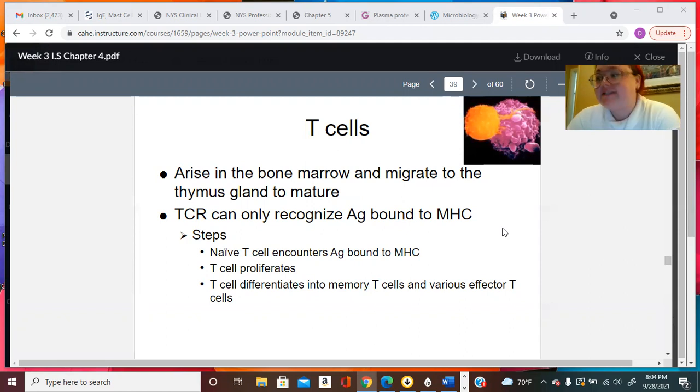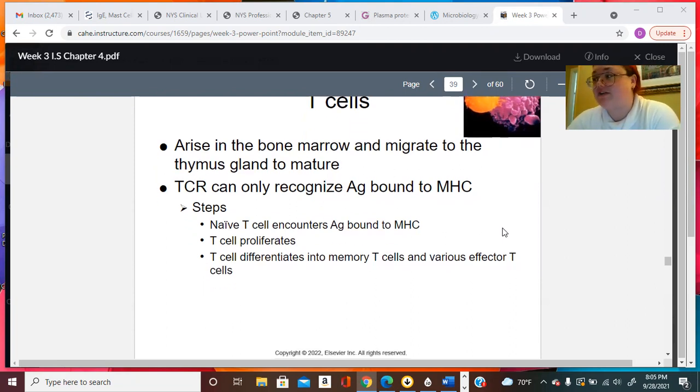So naive T cells encounter the antigen that's bound to the MHC, the T cell proliferates, remember that means to grow, and then differentiation happens of the T cell itself. So it can differentiate into a memory T cell, right? Or it could differentiate into an effector cell, which is a cell that's able to be activated or it's able to do its actual function, right? And we're going to take a look at what that actually means.